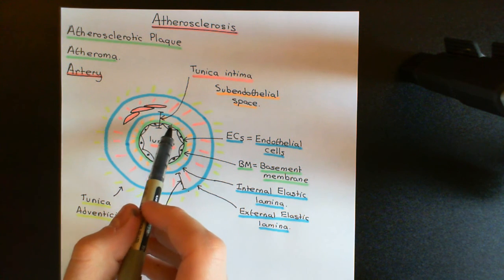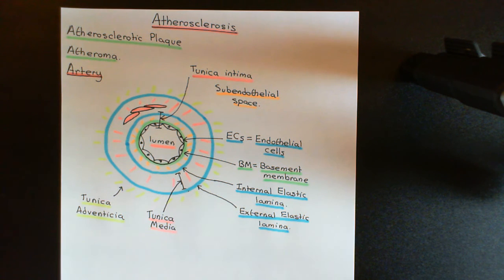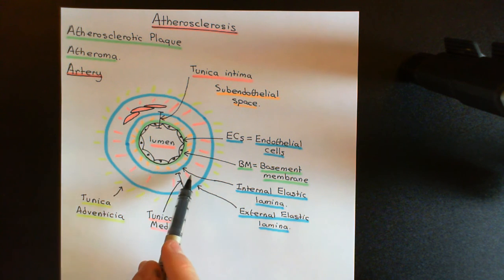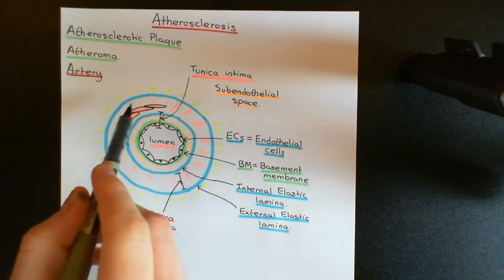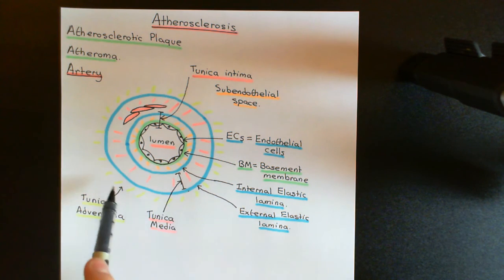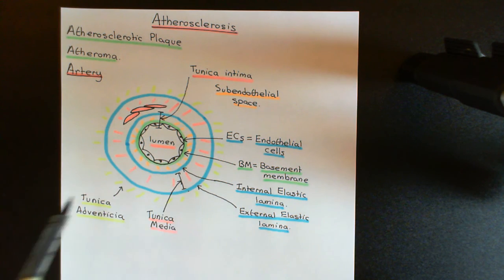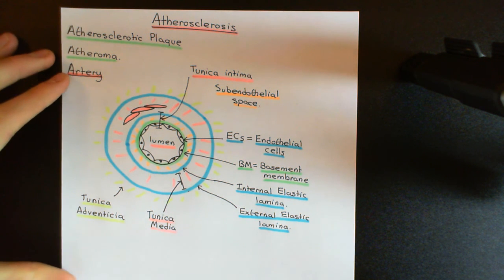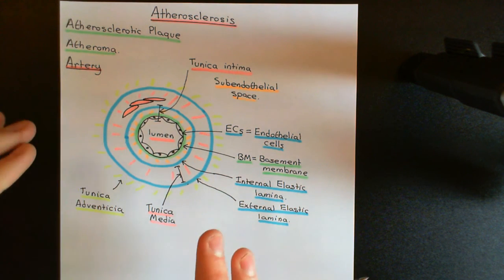So the major layers of an artery wall are tunica intima, which consists of the endothelial cells, the basement membrane, the subendothelial space, and the internal elastic lamina. Then tunica media, which consists of these smooth muscle cells and elastic tissue. Then you've got the external elastic lamina in between tunica media and the final layer, which is tunica adventitia, a connective tissue layer that will attach the artery to surrounding tissues of the body. So there is our picture of a normal artery structure.